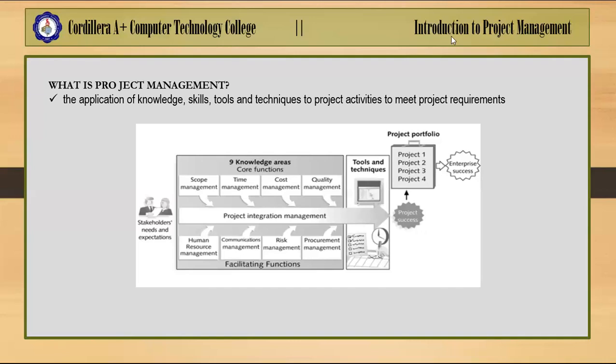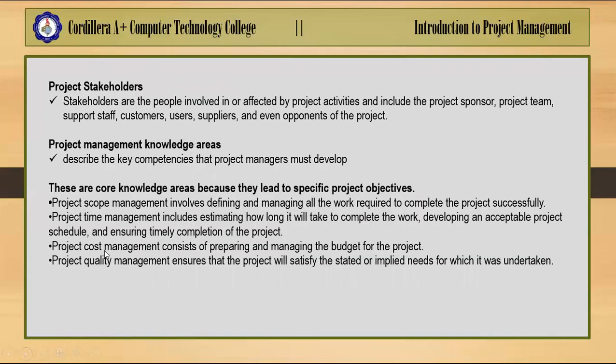So what exactly are project stakeholders? Let's see. Project stakeholders are the people who are involved in or affected by the project activities. If the project you developed fails or is not successful, the project stakeholders are the ones affected. Our project stakeholders include the project sponsor, the project team, the support staff, our customers, the users, suppliers, and even opponents of the project. Okay?